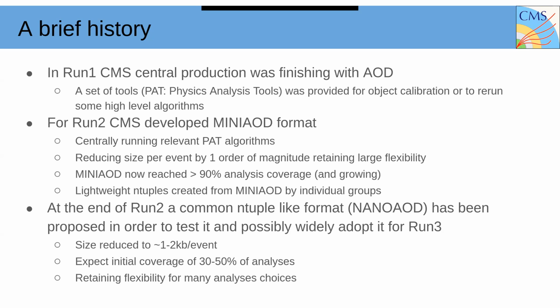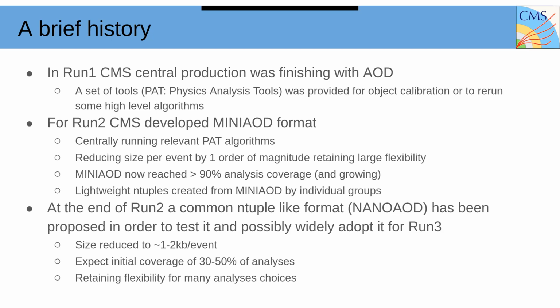Then this was in between run 1 and run 2. For the beginning of run 2, we developed a new format, what we call the mini AOD format, which has the advantage of being a factor of 10 smaller in size per event, which was running already some of those physics analysis tools, at least the most used one, the most relevant one. And the idea was to try to cover with a single format, with this reduced format, a large fraction of analysis, or order of 80% or so.